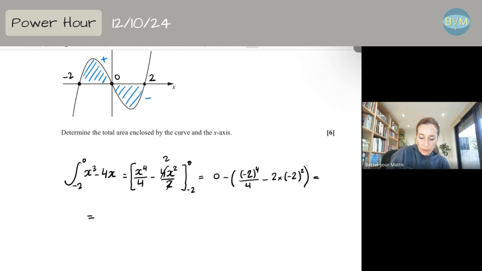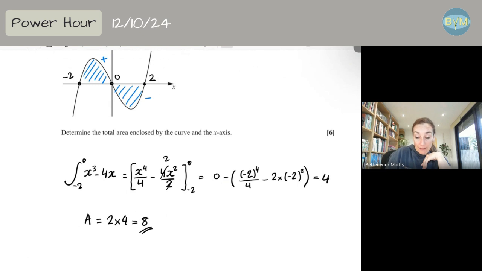I get 4. Did you get 4? Yeah, perfect. So the area is going to be 2 times 4, which is 16. Yeah, 16. Good. 8. 8. Yeah. So that's how we find the area, and that's why you have to be careful between.